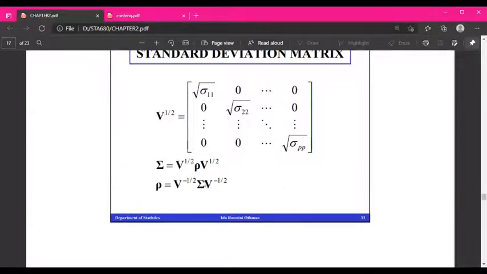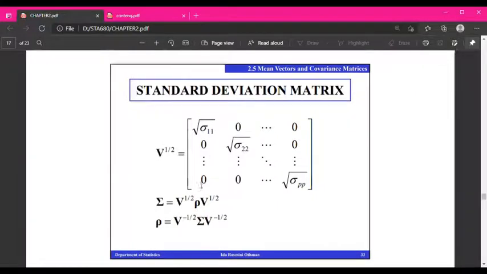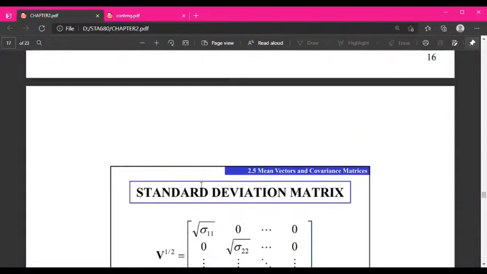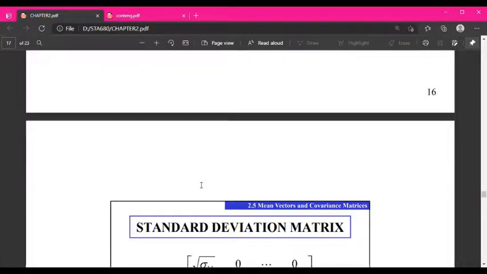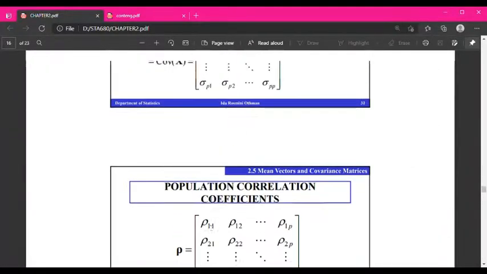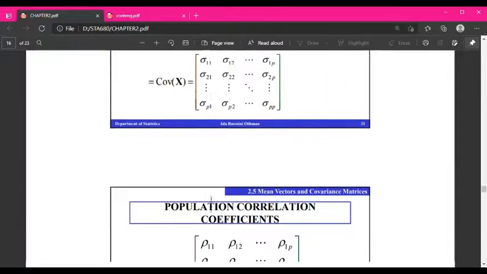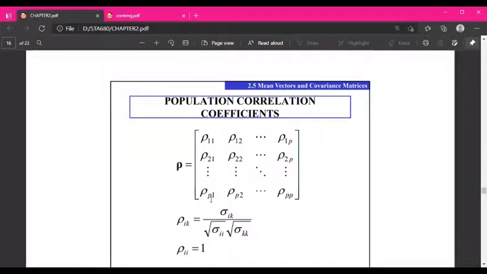So you need to hafal these two formula untuk dapatkan correlation dan variance covariance matrices. And then of course you need to know what is the standard deviation matrix dan juga what is the variance covariance matrices. Okay.